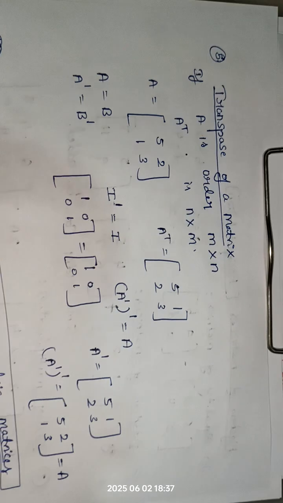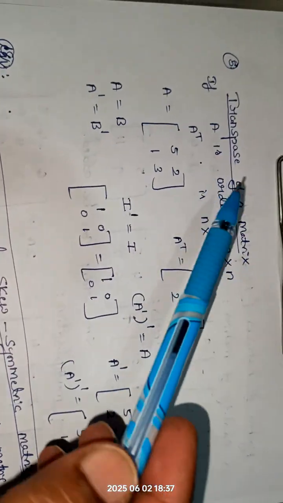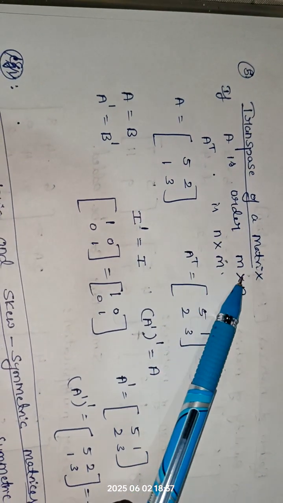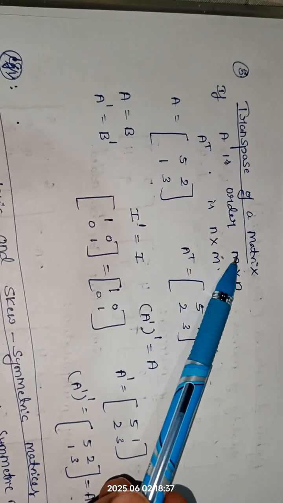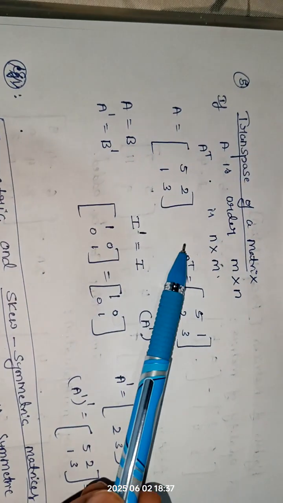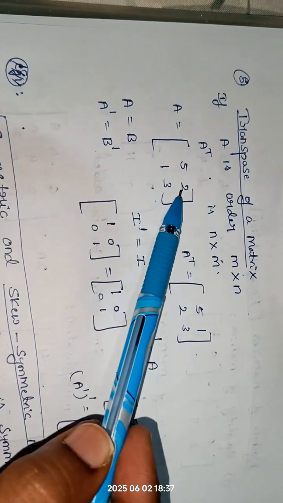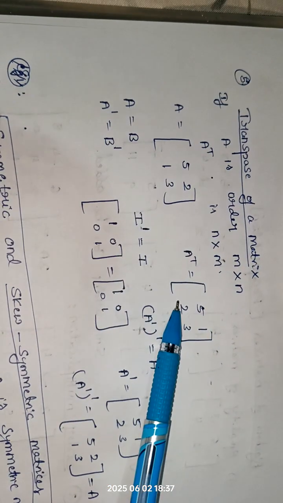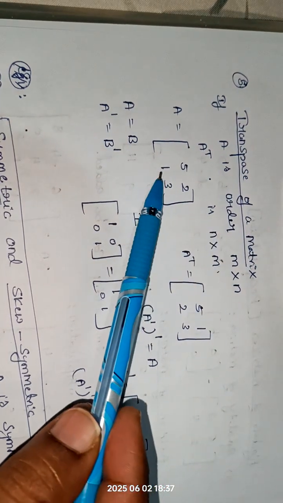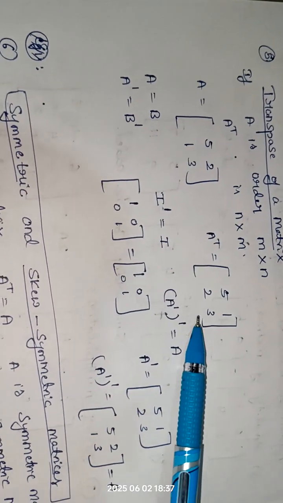Then one more very important concept is the transpose of a matrix. Suppose A is of order m cross n. A transpose means it is n cross m, reversed. Rows and columns are interchanged. Suppose A is like this. A transpose means a row can be written as a column. Look here, the 5 2 row becomes a column. What about the 1 3 row? It becomes the 1 3 column.